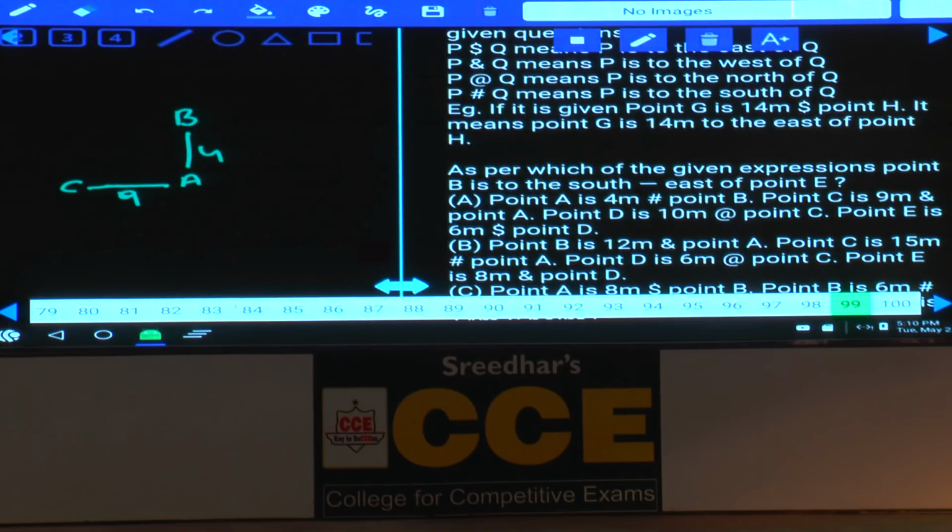D is 10 meters to the north of C. Now from C, this is D, which is 10 meters.